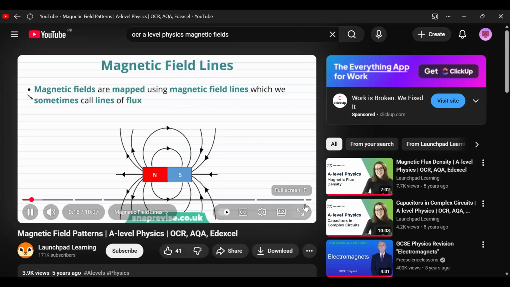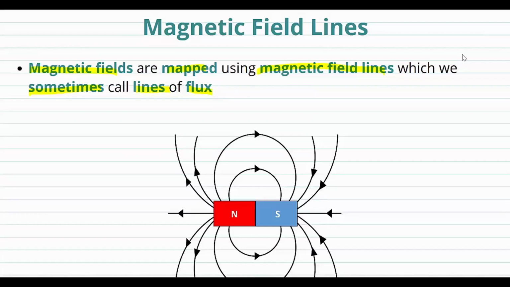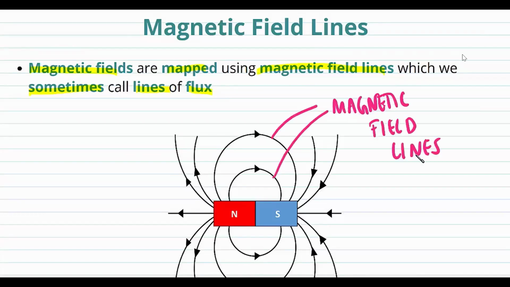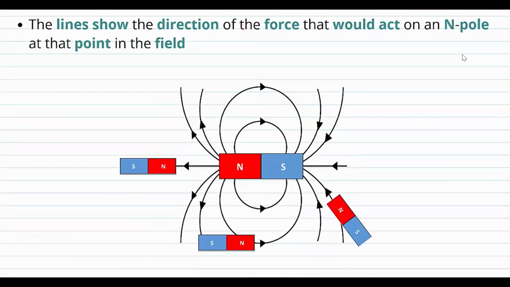Magnetic fields are mapped using magnetic field lines, which we sometimes call lines of flux. And you can see on this diagram of a bar magnet an example of magnetic field lines. These lines show the direction of the force that would act on a north pole at that point in the field. This is similar to electric field lines, showing the direction of force on a positive charge.